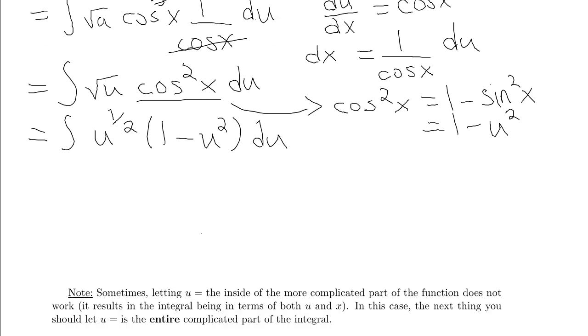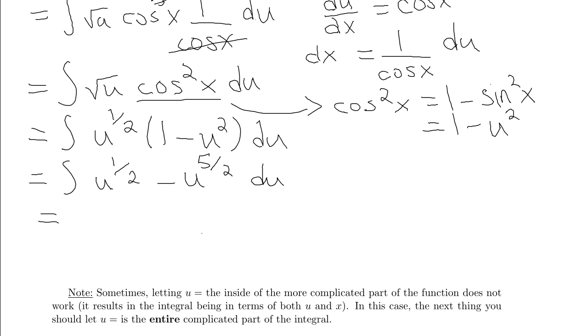So we're almost able to find the antiderivative. The next thing that I'm going to do, I'd like it to just be powers of u so that I can use the power rule. So I'm going to multiply this u to the 1/2 through. So I'm going to have u to the 1/2 minus u to the 1/2 times u squared, you add the exponents, so I'm going to have u to the power of 5 over 2 du. And so now this integral is really simple. It's just going to be powers of u. So I can use the power rule to find the antiderivative.